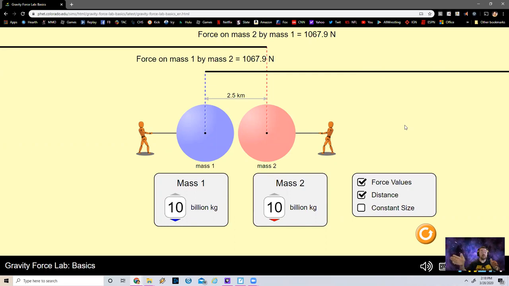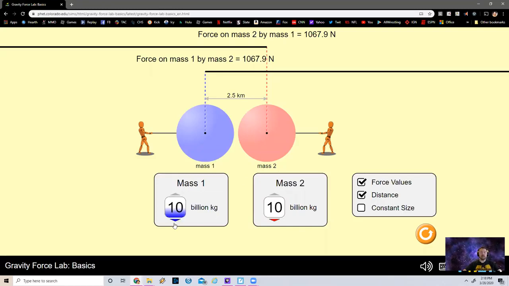This is day 3 of our physics lessons, and I'm going to start off with what I left off with yesterday's video, which was this animation where these two massive objects are really, really close together, and I tasked you with trying to figure out what would happen to the force between these two objects if we decrease the mass to 5 billion kilograms apiece.